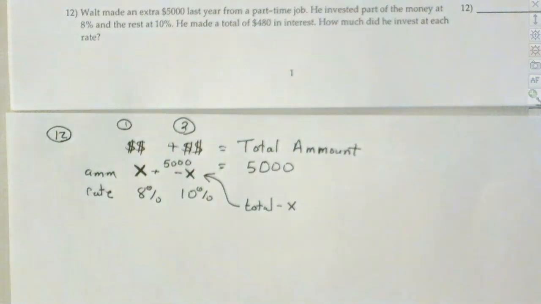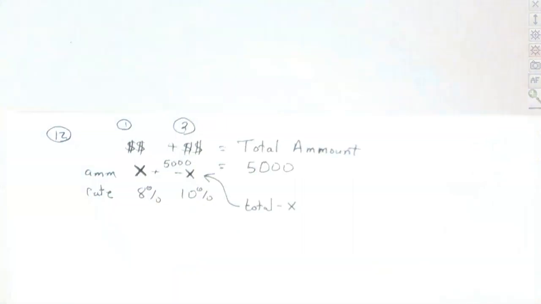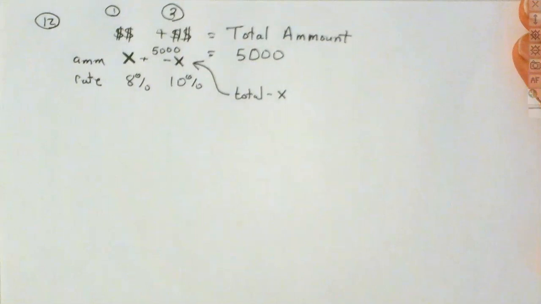Now, did we work with the 480 yet? No. That is the interest, and that is the second half. So now we're going to go ahead and work with the interest. I'm not going to solve this one completely out. I'm going to get you to the equation, and you can see how it's solved. That's already done. Where students struggle is how do I make the diagram, and how do I get the equation?